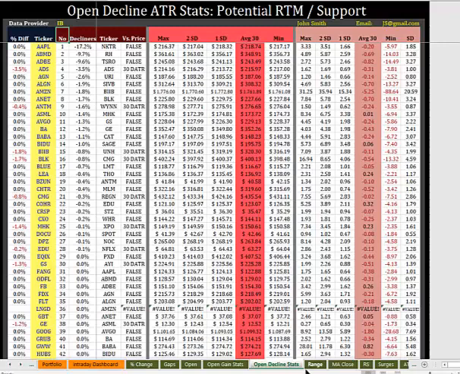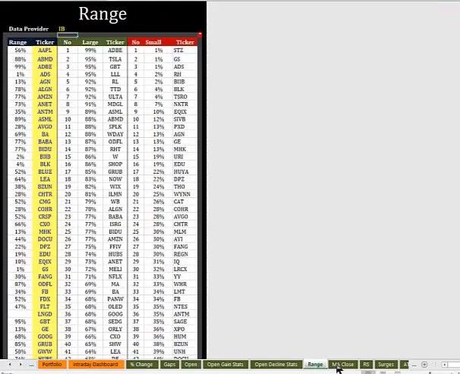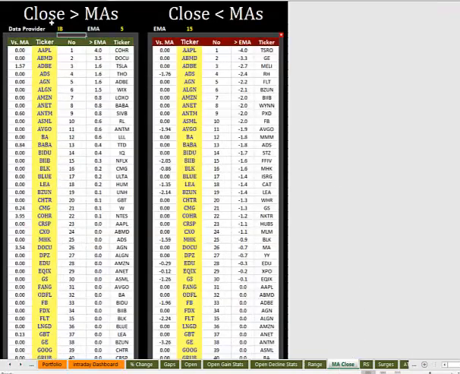ATR stats to the upside, to the downside, the range. Here's an example. You have the moving averages. I'm just looking to see if price is above the 5 and the 15 EMA. And you can change those to whatever EMA you want. If you want 18 and 20, you can do that. You want 5 and 60, you can change it to whatever you want.